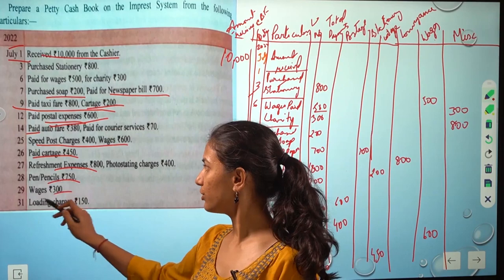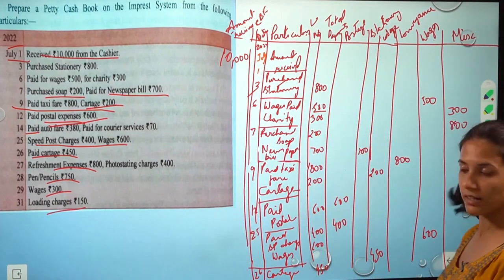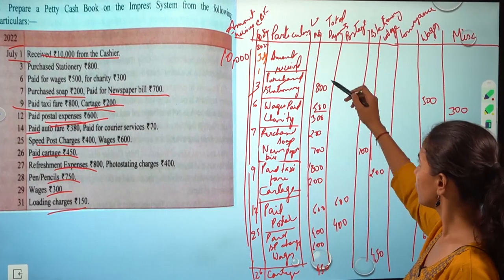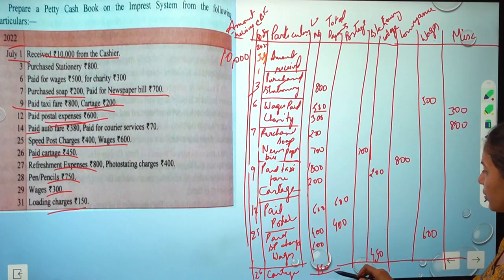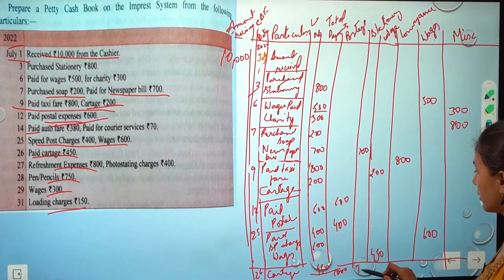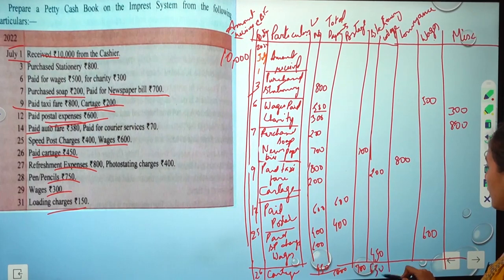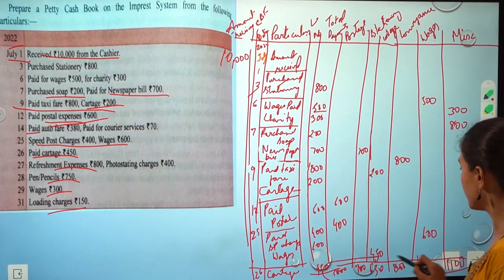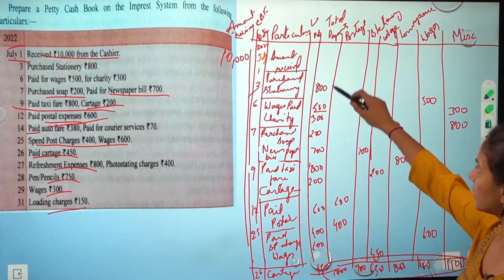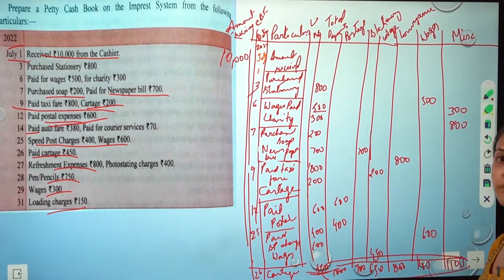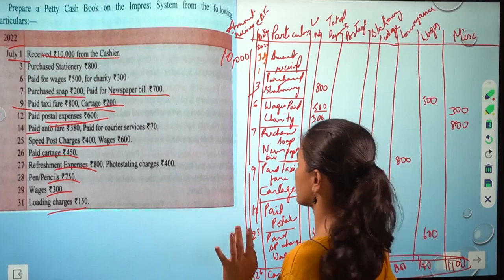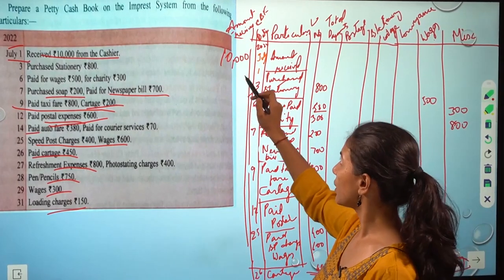The remaining ones we will do in the next class because they don't fit here. Now see, what you have to do? You have to total this one. Then you have to total all these things. This 600 plus 400, 1000. Then this is 700. Then this is 650. Then this is 800. Then this is 1100. Then this is 1100. Now you total this one, all these things. Then this one also you total. Then you check whether these totals match or not. If they don't match, then you have missed out something.